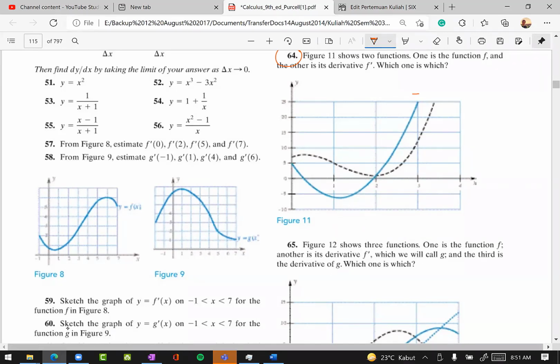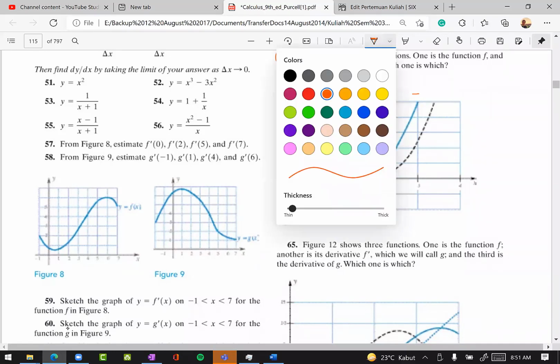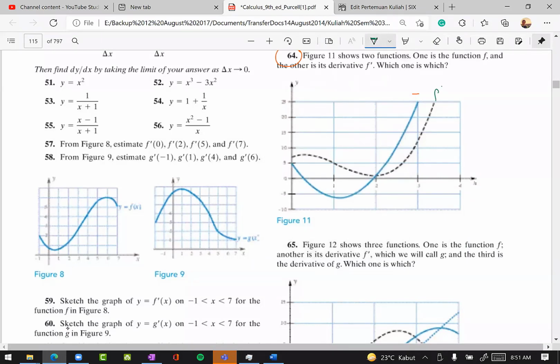Let's erase this. Let's change to green. So let's take the dotted black as f. Let's find the sign chart for the f prime, the green one. Here's that 0, so it changes sign. To the right of this 2, it should be positive because it's increasing.